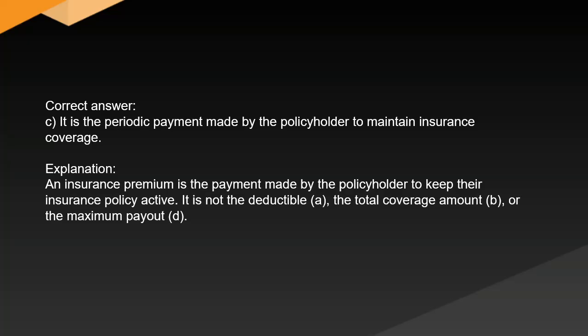Correct answer: C. It is the periodic payment made by the policyholder to maintain insurance coverage. Explanation: An insurance premium is the payment made by the policyholder to keep their insurance policy active. It is not the deductible (A), the total coverage amount (B), or the maximum payout (D).